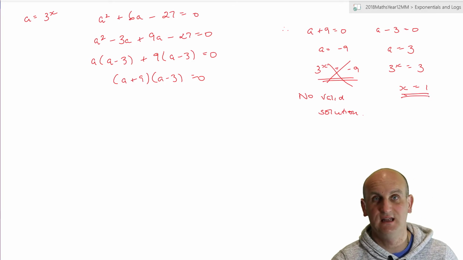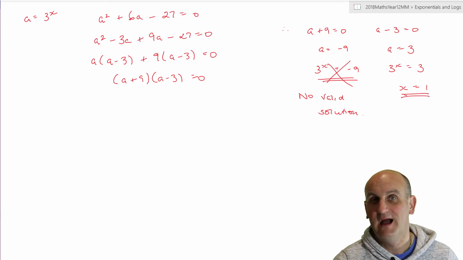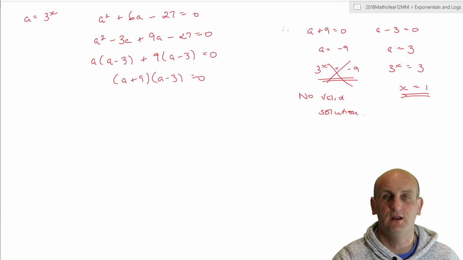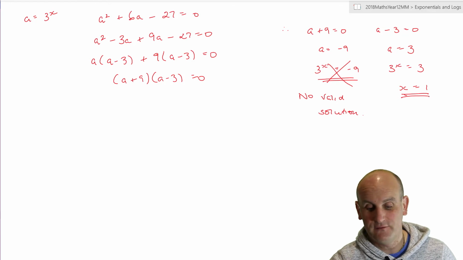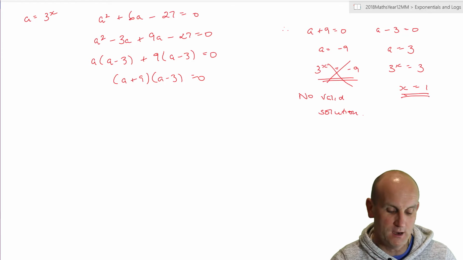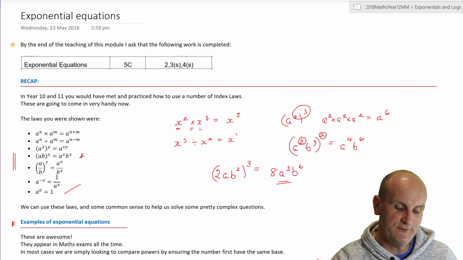Now, please don't just leave 3 to the power of x equals minus 9 and expect your examiner or your teacher to just go, oh yeah, they obviously know what they're talking about. The thing about maths is you have to look at it and go, all right, that's not possible, cross it through, job done. All right, ladies and gentlemen, this is fabulous.